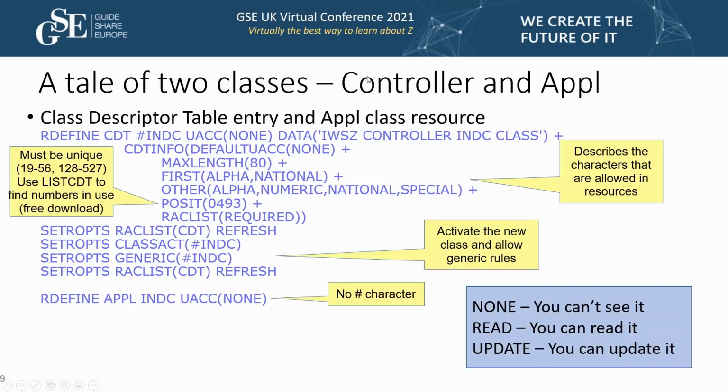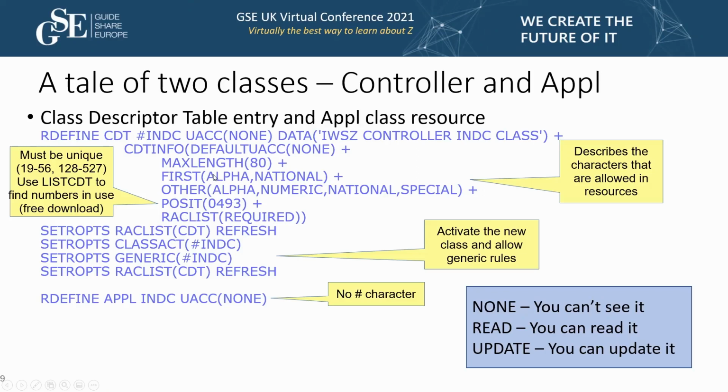Basically, what we just mentioned there are two different classes involved in securing your system. There's what I call the controller class, and the application class. For the controller class, you might want to create something in the class descriptor table. Here's a rough example of creating something in the class descriptor table.